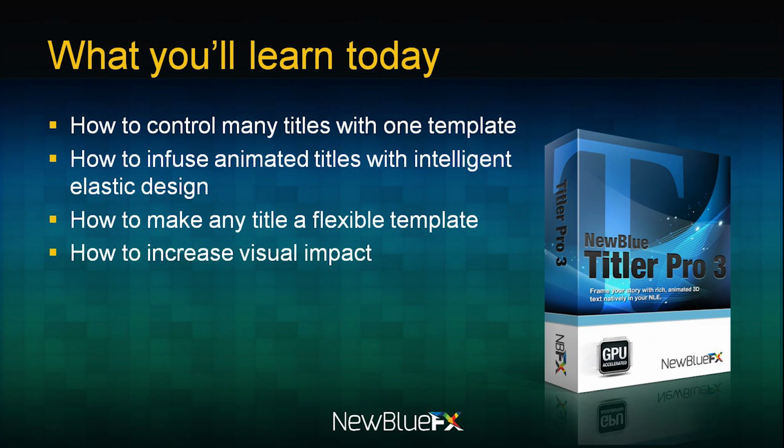The next thing here, we're going to make any title a flexible template. I'm going to show you how to get that done from the ground up, and you'll really see how to get that happening in Titler Pro 3. And lastly, I'm going to show you some creative visual impacts, some new things in Titler Pro 3 that are really good for just a great impact. There's depth of field as well as normal mapping. If you guys know about normal mapping, it puts a texture on your text or your characters that reacts to light, gives you shadow and highlight. So without further ado, let's get started.